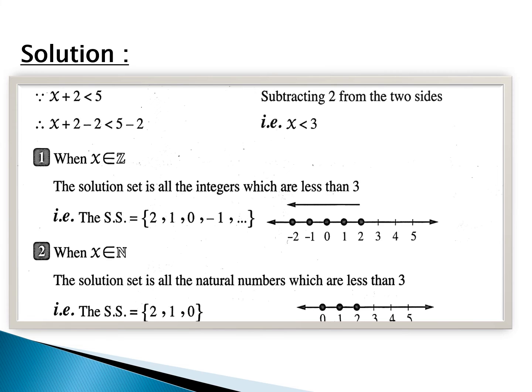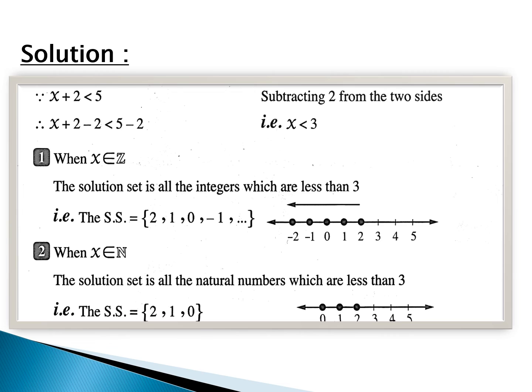In the first case, if x belongs to Z, the solution set here will be 2, 1, 0, negative 1, negative 2, negative 3, and so on. So the solution set will be all the negative numbers and 0, 1, 2. As shown on the number line, we take from 2 to all the negative numbers.